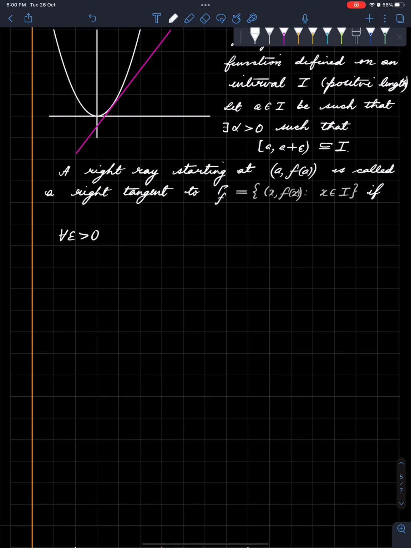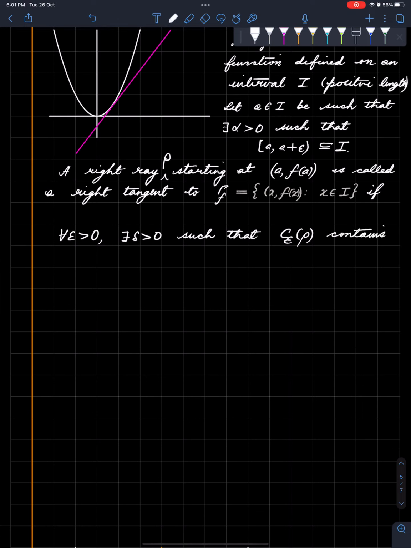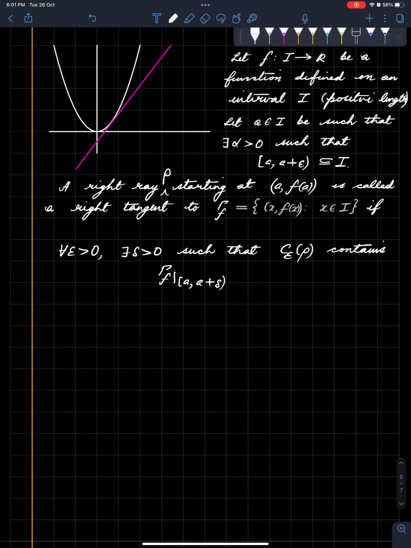If for all epsilon greater than 0, there is delta greater than 0 such that the epsilon cone about the right ray rho, so let me call this rho, right ray rho starting at (a, f(a)), so such that the epsilon cone about the right ray rho contains gamma of f restricted to [a, a plus delta). Looks complicated, but let's see what I am trying to say.